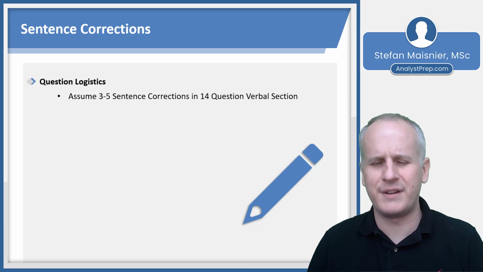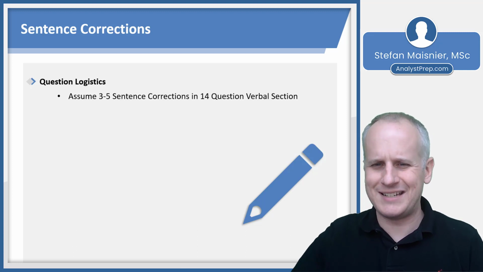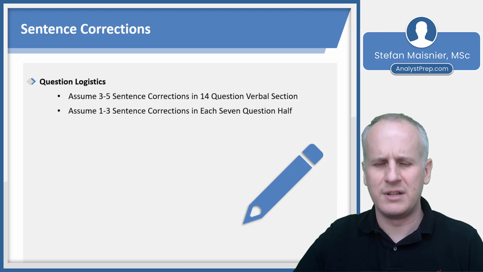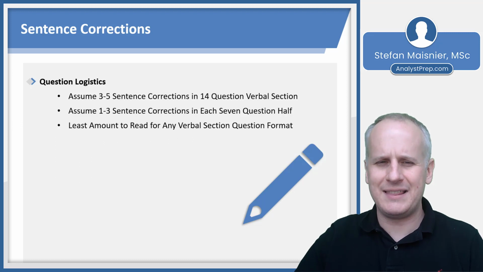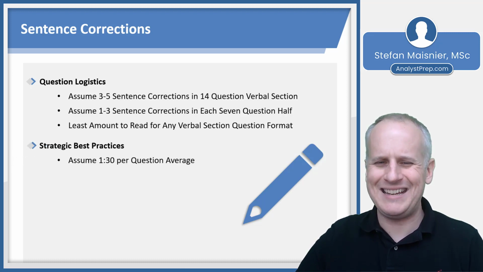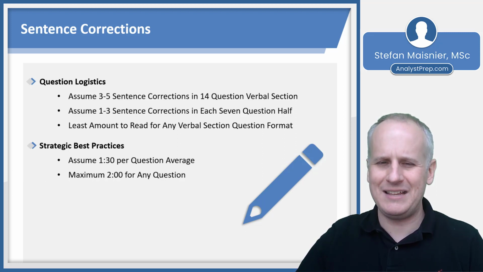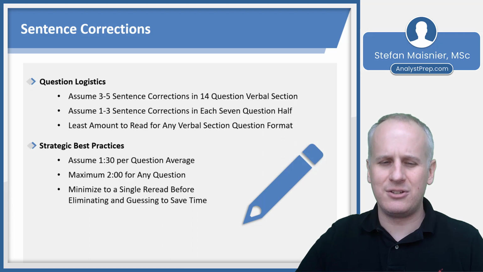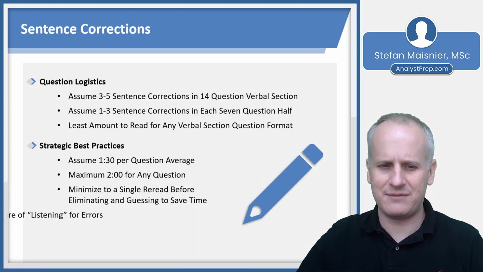You'll want to assume that there are 3 to 5 sentence corrections in every 14-question verbal section. You'll want to assume that there are somewhere between 1 to 3 sentence corrections in each of the 7-question halves, and that this is going to be the question with the least to read for any verbal section question format. So strategically, that means you want to assume about a 90-second per question average. You're going to have a maximum of 2 minutes for any of these sentence corrections. And you're going to want to minimize to a single reread before you must eliminate and guess to save time.